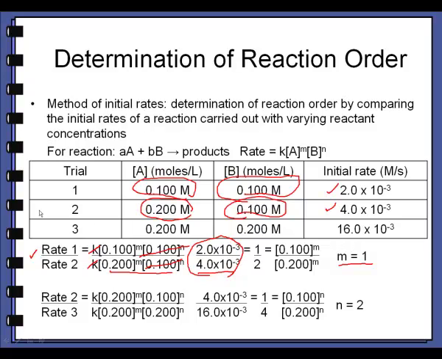I can also do the same thing for trials 2 and 3, which is expressed here. So again, I substituted the values of A and B from trials 2 and 3 to make this ratio. Again, K cancels out. Also notice the A portion data cancels out, leaving me with this. I also take the initial rate data and I make a ratio with that corresponds. So 1/4 equals 1/2 to the N, and you can see here that N equals 2. So with respect to reactant A, the reaction is first order, and with respect to reactant B, the reaction is second order, and then the overall is third order.